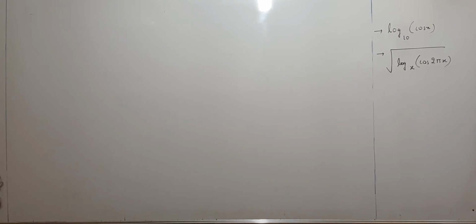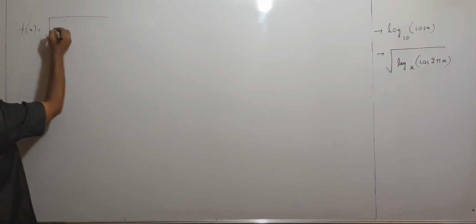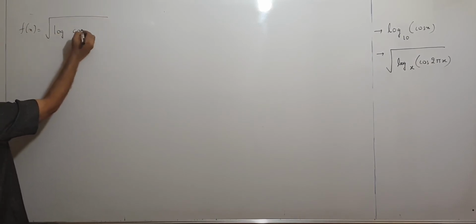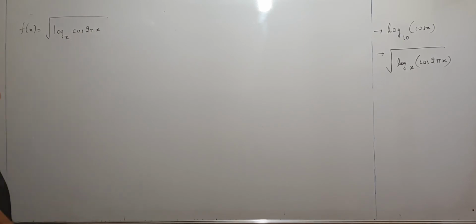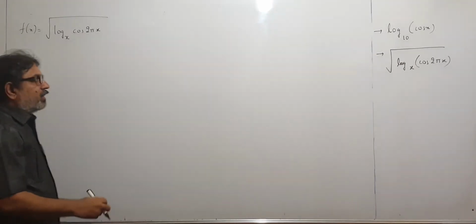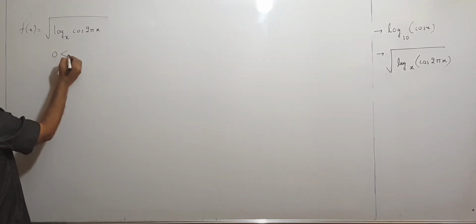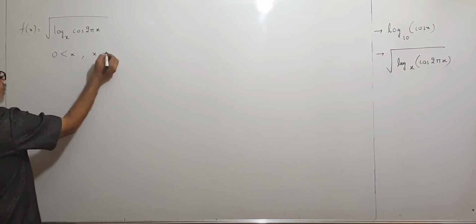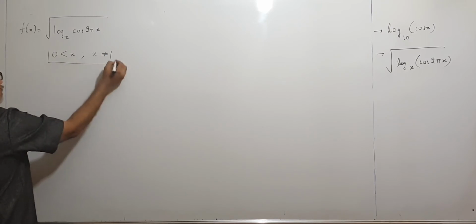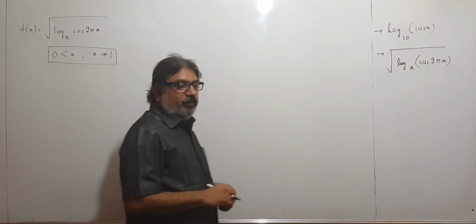See children, the next one, f(x) is equal to root of log of cos 2 pi x to the base x. The one thing is very clear, children, because x is in the base, x should be greater than 0 and x should not be 1. That is the first condition. So x has to be positive, but x should not be 1.